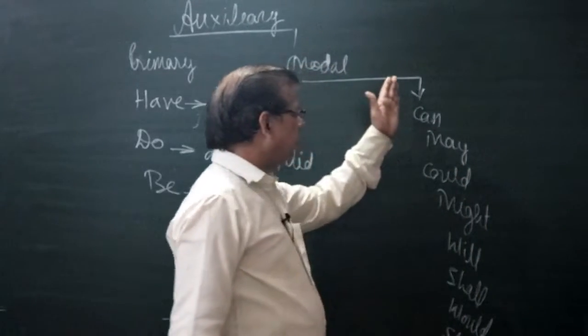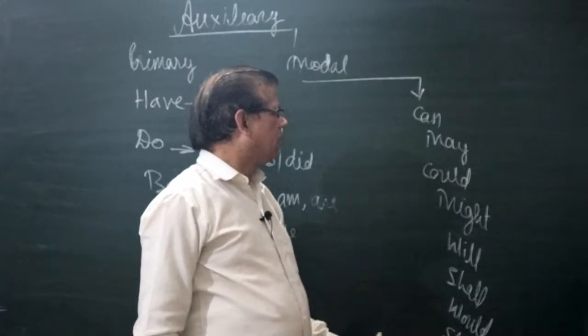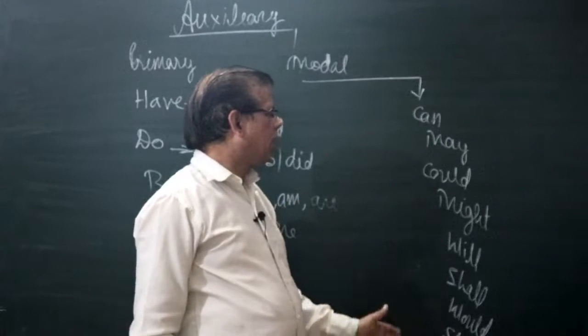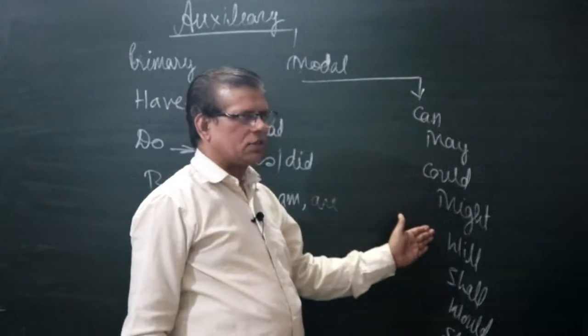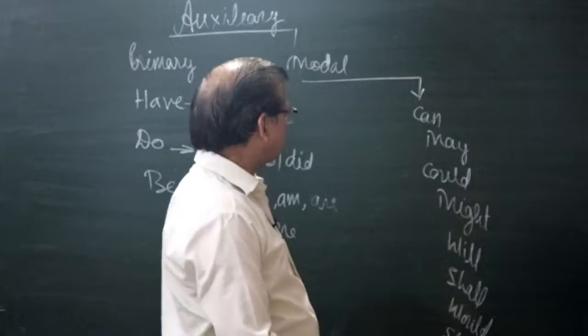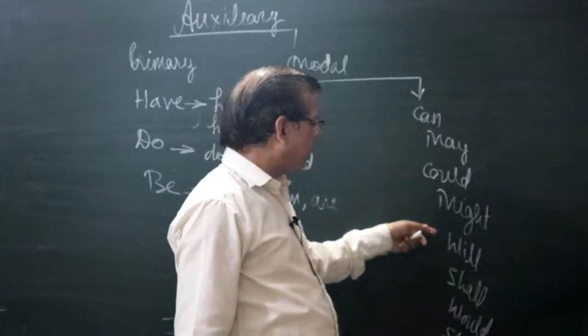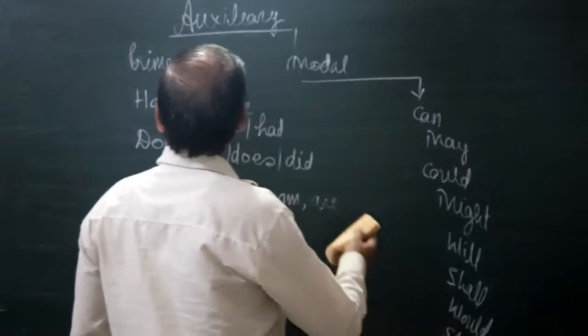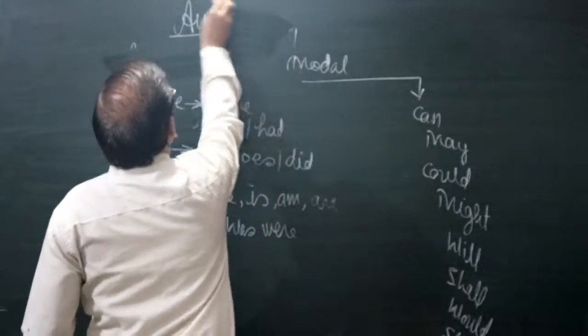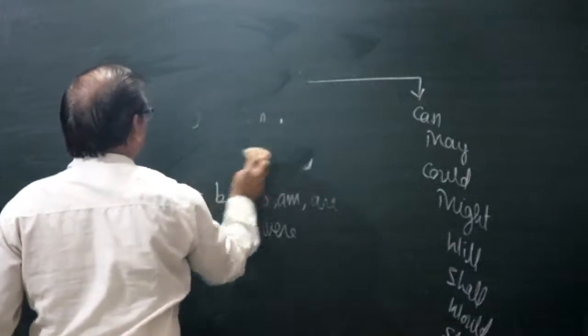And the others are the modal auxiliaries. Out of these modal auxiliaries, we are discussing four modals today. Four modals means can, may, could, might. First of all, we are discussing can.